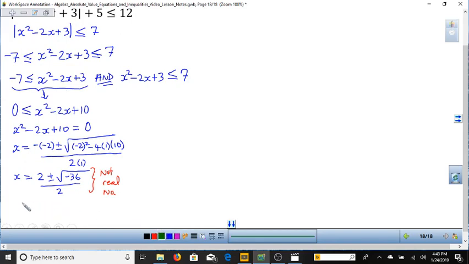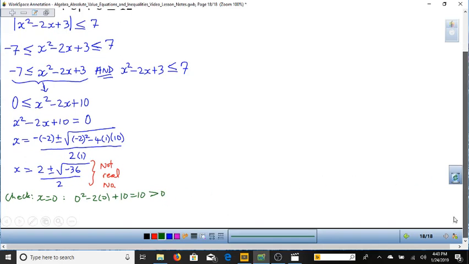We're going to check a number. The easiest number to check, of course, is 0. So when I check x equal to 0, we see that 0 squared minus 2 times 0 plus 10 is positive 10, which itself is greater than 0. So since the expression we want is supposed to be greater than or equal to 0, then that means that this is also all real numbers solution.